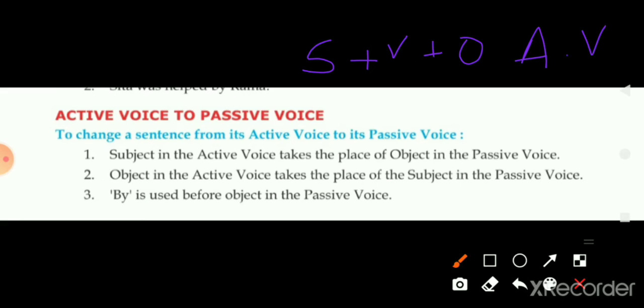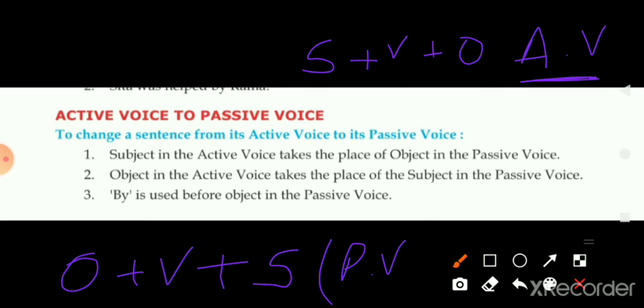Now to change active voice to passive voice, the structure of the sentence is going to be object, then the verb as it is, and then the subject. This is for passive voice. So you can clearly see how we change active voice to passive voice. We simply have to shift the subject to the object side.